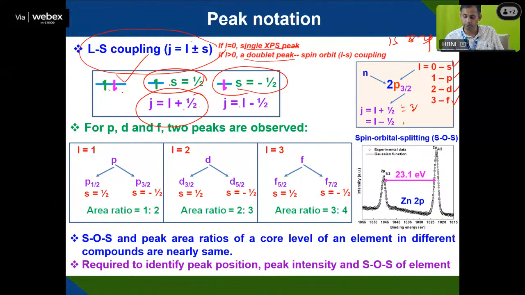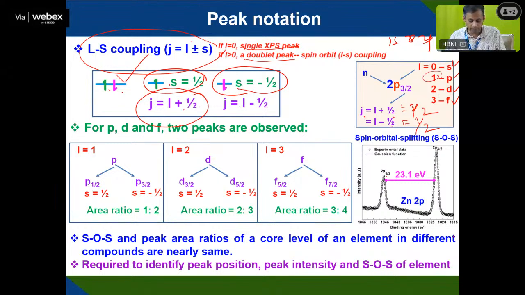So for the P orbital, if you take 1 plus 1/2, you have 3/2, and 1 minus 1/2 equals 1/2. So 2P 3/2 and 2P 1/2 are possible. Similarly, you can see the F orbital is L equal to 3. For higher orbitals like 2P, you see spin orbital splitting. In Zn, you can see 2P 1/2 and 2P 3/2 at a distance of 23.1 electron volt. That is mainly the spin orbital interaction that you will be able to see.